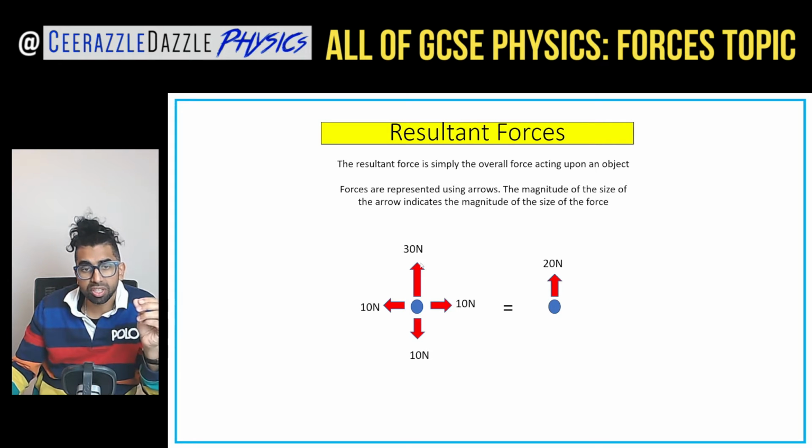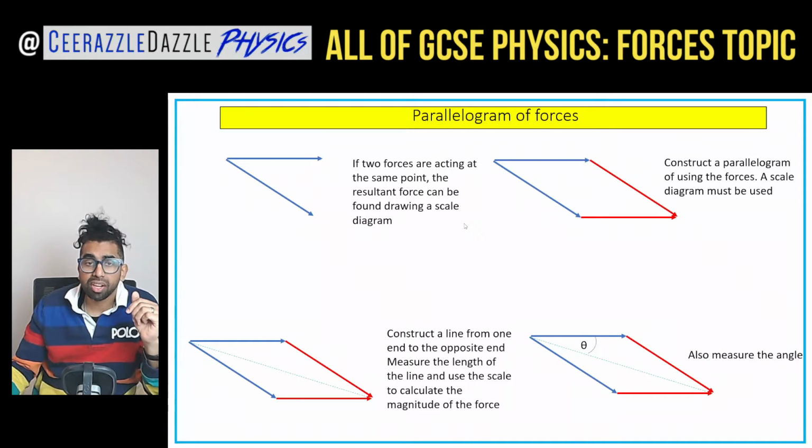And don't forget, for forces, the length of the arrow indicates the size of the force. That's why the 30 newton one is much larger than the 10 newton one. Parallelogram of forces. So let's say we have two forces acting upon an object.